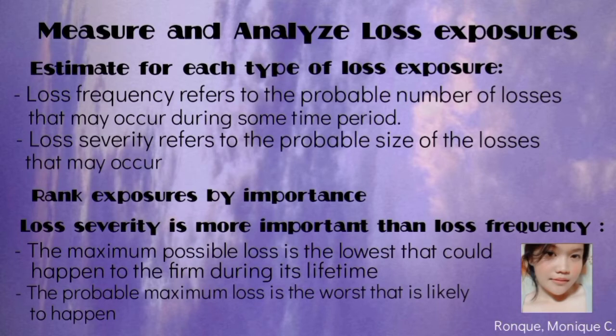Measure and analyze loss exposures. Estimate for each type of loss exposure the loss frequency and the loss severity. Loss frequency refers to the probable number of losses that may occur during some time period, and loss severity refers to the probable size of the losses that may occur. Rank exposure by importance. Loss severity is more important than loss frequency. The maximum possible loss is the worst loss that could happen to the firm during its lifetime, and the probable maximum loss is the worst loss that is likely to happen.